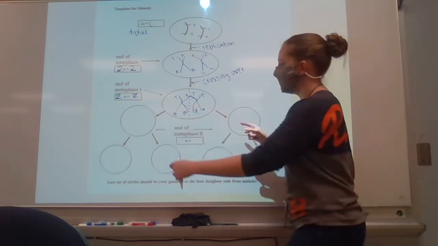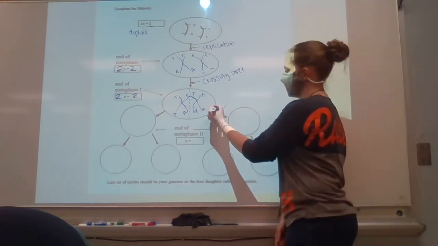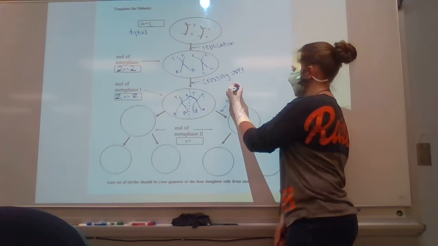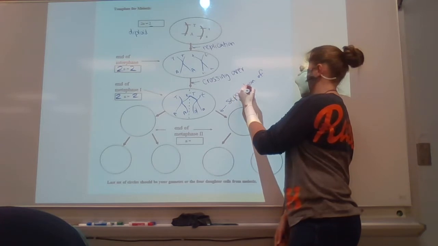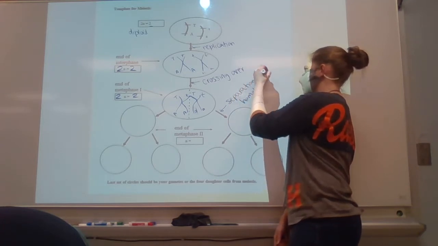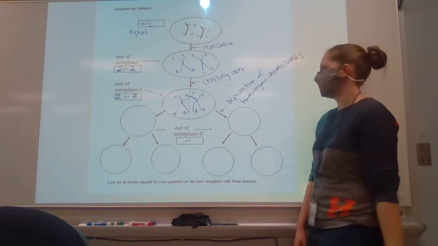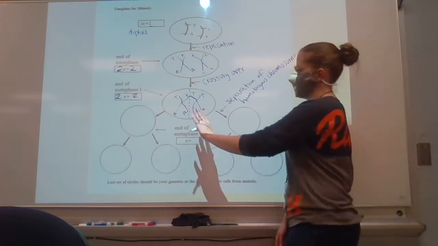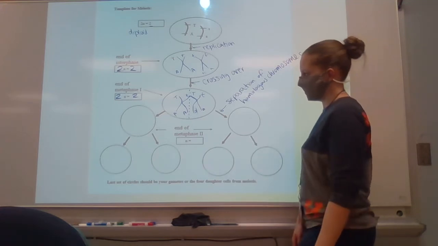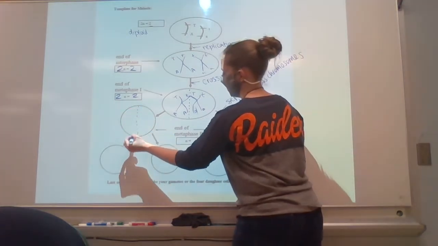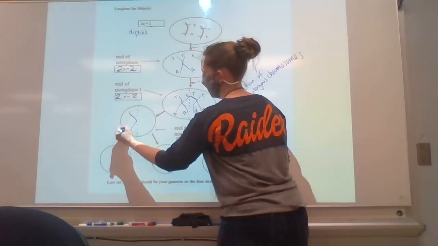Between this cell and these cells, what's going to happen? Separation of homologous chromosomes. So if you're on this side of the plate, you're going to go to that cell. If you're on this side of the plate, you're going to go to that cell. Metaphase 2, we're going to be lined up in the middle here.